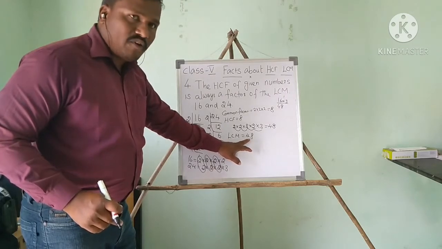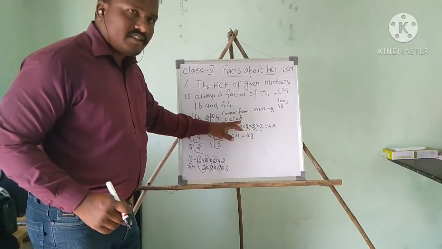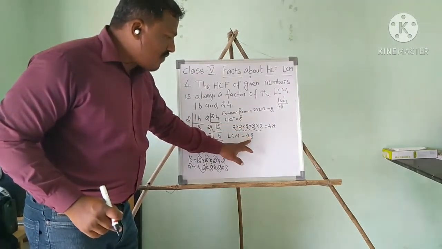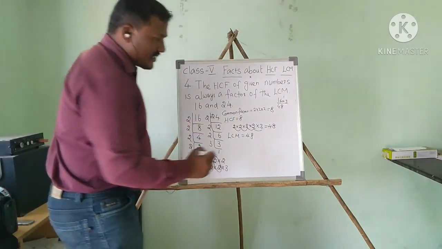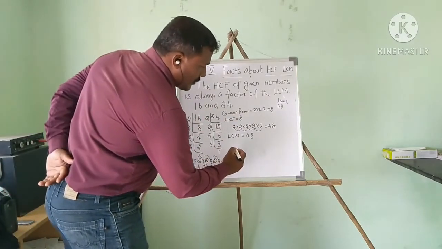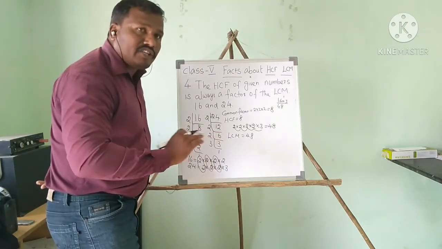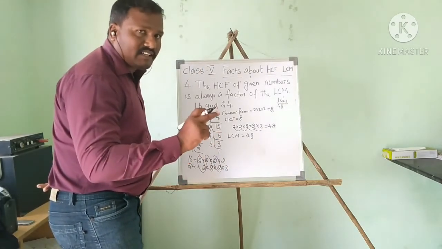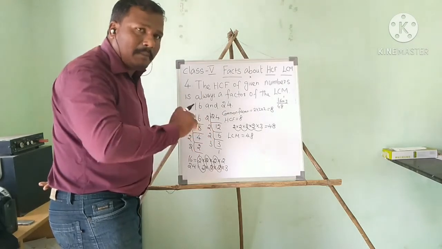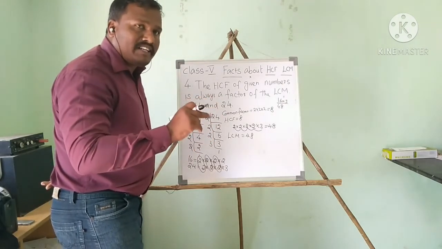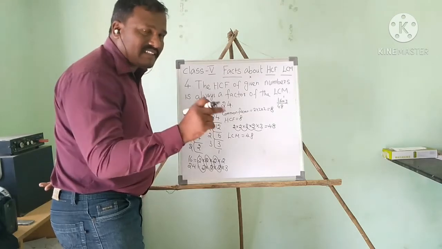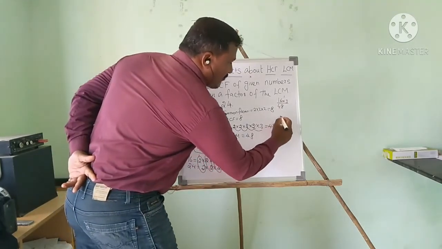Okay, now see, the HCF of given numbers is always a factor of the LCM. The LCM is 48, the HCF is 8. So is 8 also a factor of 48, yes or no? See, I will tell you. Factor means what? It divides completely, there is no remainder. You know very well, factor means completely divide with no remainder. So I will check 48.